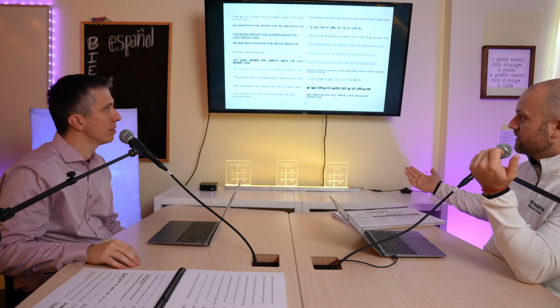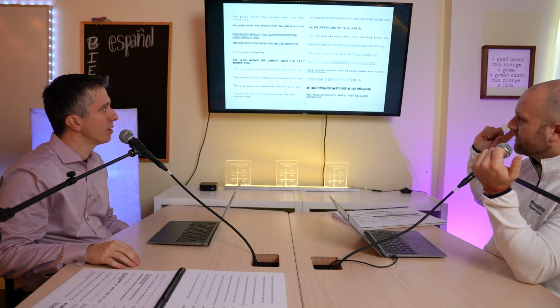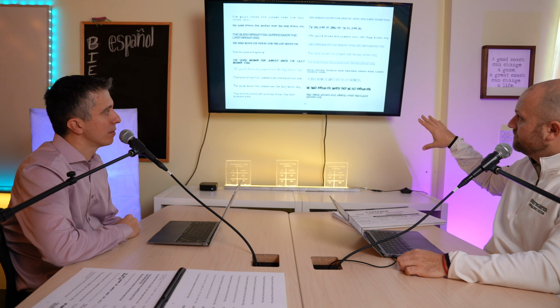The sentence, the quick brown fox jumped over the lazy brown dog. I think I have brown in there twice. That is a sentence that shows all of the letters of the alphabet. So you'll see that a lot when you're looking at type fonts and stuff like that. Yeah, you see what everything looks like, for sure. Absolutely.